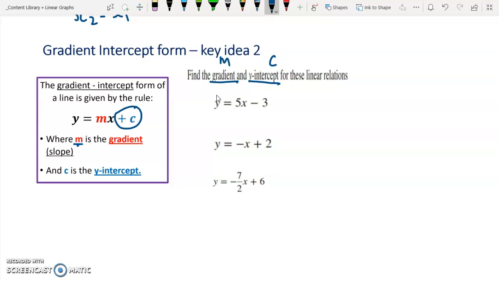In this case, c is simply minus 3. So the y-intercept is (0, minus 3).